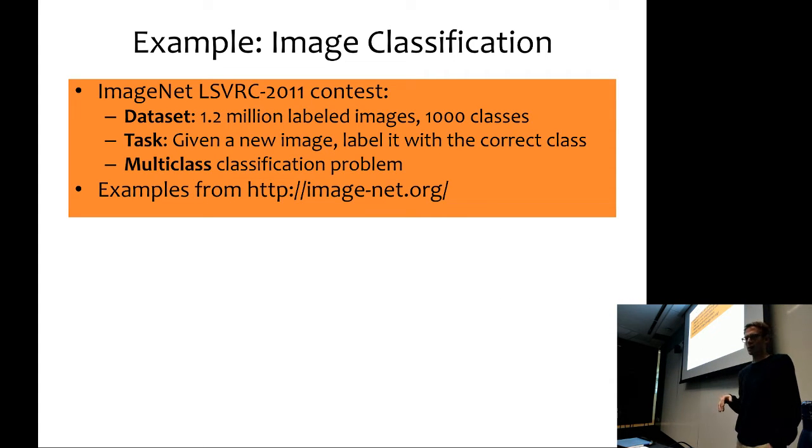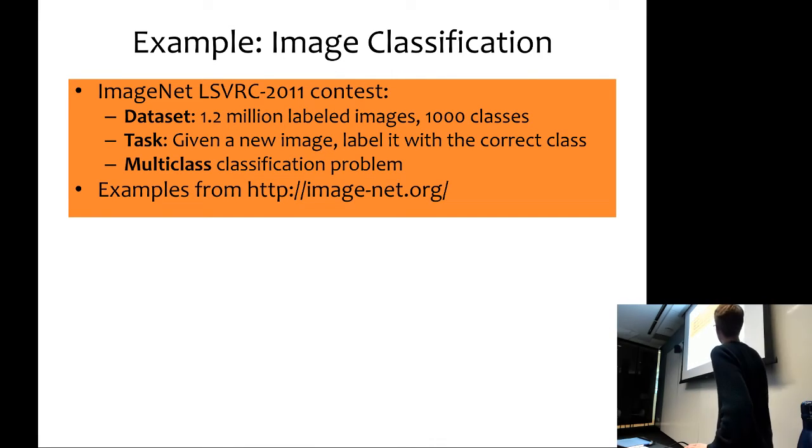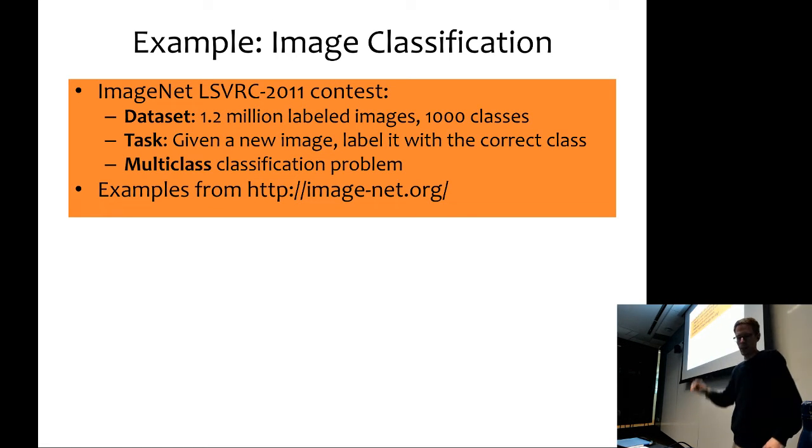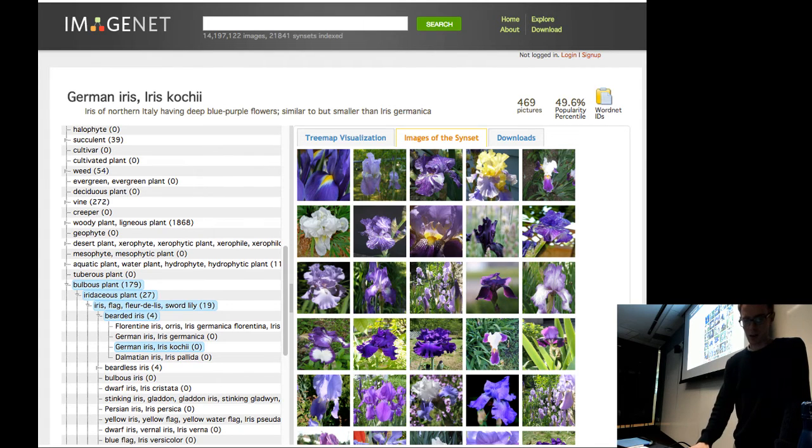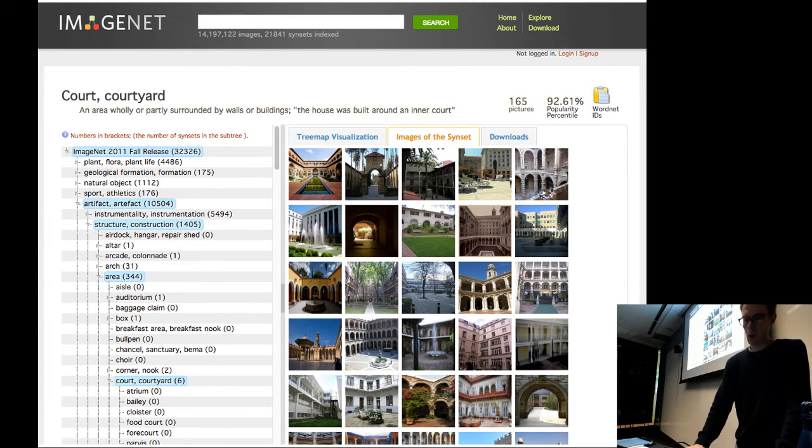Okay, so the background here is really computer vision, before deep learning took over. There is this classic picture of how deep learning took over, which comes from the ImageNet contest. It was a data set with 1.2 million labeled images and 1,000 classes arranged in a hierarchy. The goal was, given a new image, to label it with the correct class. This is a picture of the actual hierarchy where I've selected images of birds, images of the German iris, and images of courtyards.